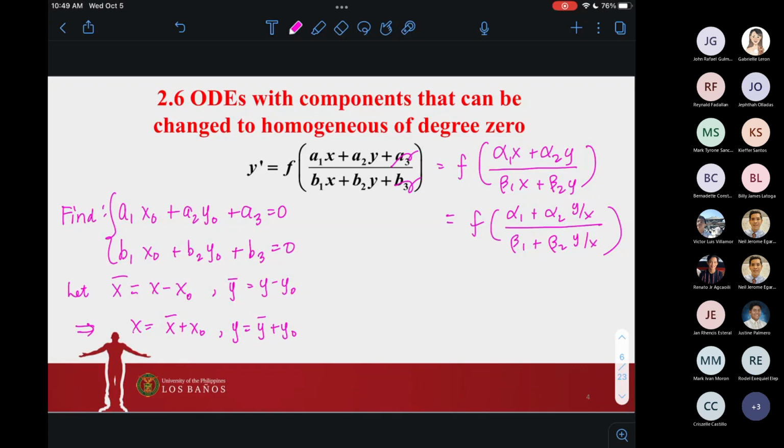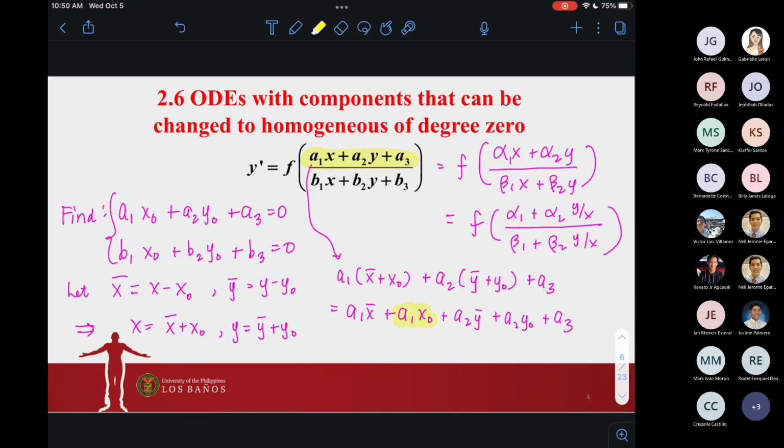Okay? Now, if we go back to what is inside our original function, tingnan nyo to. So yung x dyan, papalitan ko ng x bar plus x sub 0, tapos yung y papalitan ko ng y bar plus y sub 0. So I'll have a1 times x bar plus x sub 0 plus a2 times y bar plus y sub 0 plus a3, right? And then I simplify. I'll have a1 x bar plus a1 x sub 0 plus a2 y bar plus a2 y sub 0 plus a3, all right? Pero look at these terms. a1 x sub 0 plus a2 y sub 0 plus a3. Saan equal to? By design.